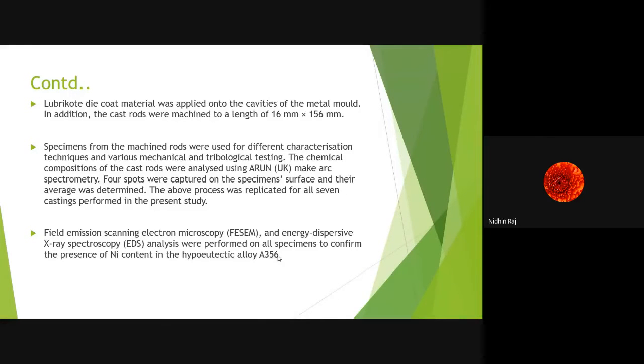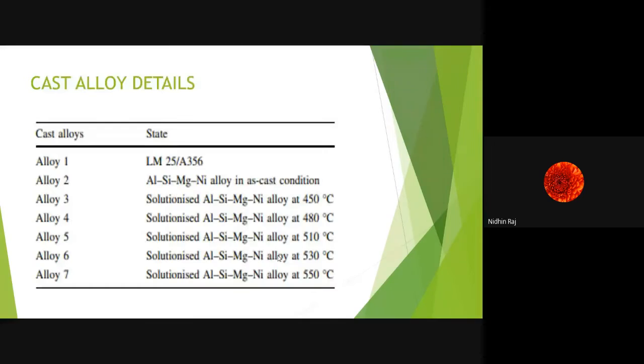Now moving on to the various treatment conditions. These were the 7 alloys produced in this study. Alloy 1 refers to LM25, that is base A356 without nickel. Alloy 2 refers to the aluminum silicon magnesium nickel alloy in the as-cast condition. Alloy 3 refers to the alloy solutionized at 450 degrees. Alloy 4 refers to the alloy solutionized at 480 degrees. Alloy 5 refers to the alloy solutionized at 510 degrees. Alloy 6 refers to the alloy solutionized at 530 degrees. And alloy 7 refers to the alloy solutionized at 550 degrees Celsius.